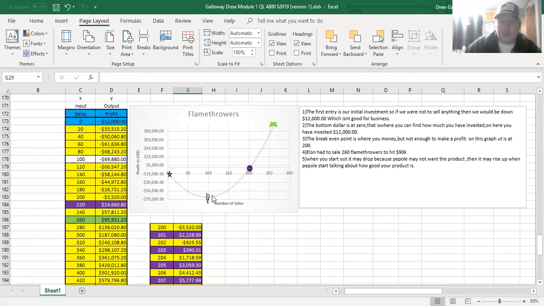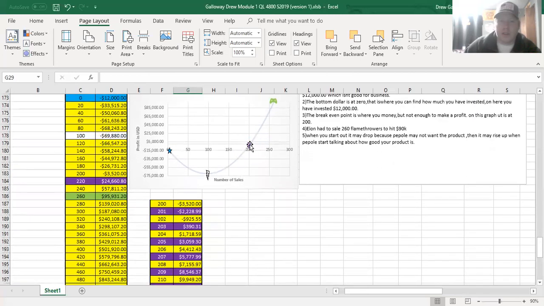And then once people are like, oh man, this flamethrower is really good. If you need a flamethrower, go to this because it's a really great one. Then that's when it usually starts picking back up, as you see, and then you'll hit that break even point, and then you can keep going from here to here is how much you really would have made money on.